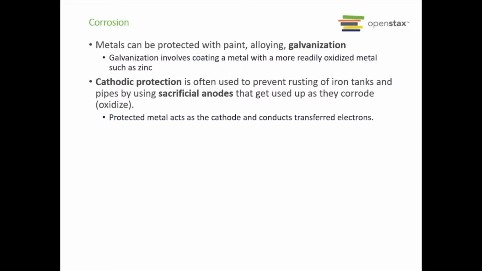So this is used especially with iron, to help keep it from rusting for like some tanks or pipes, and it uses a sacrificial anode that gets used up as it corrodes. So the sacrificial anode is on the outside of the iron, so it rusts before the iron does. And so if your tank or your pipes are properly maintained, then they get recoated or even replaced, and you can keep that iron healthy for a long time. So this protected metal actually during this process is acting as the cathode and is conducting the transferred electrons from your sacrificial anode.